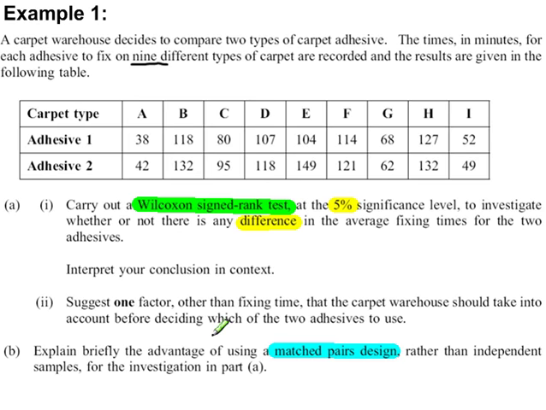Part B. The advantage of using matched pairs design. And we can see that there is a pair of data here for carpet E. We've used both types of adhesive on carpet E. We've done the same with carpet G. Everything is in pairs in this table. Paired samples. That's what they mean by matched pairs design. What's the advantage of using paired samples?